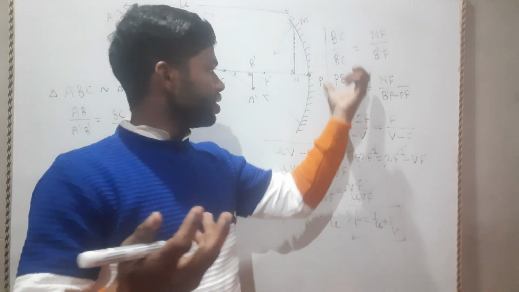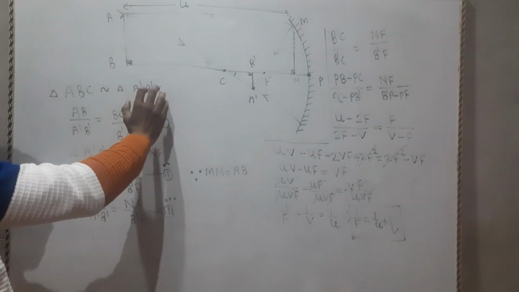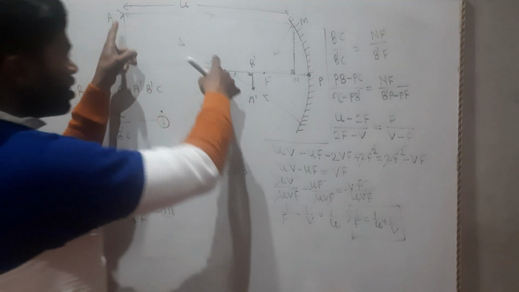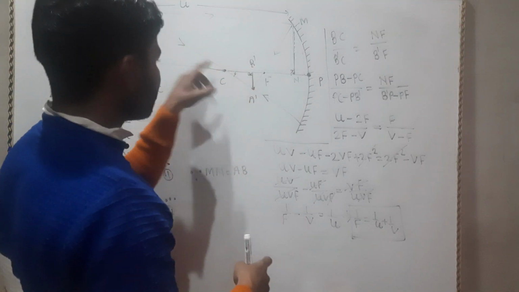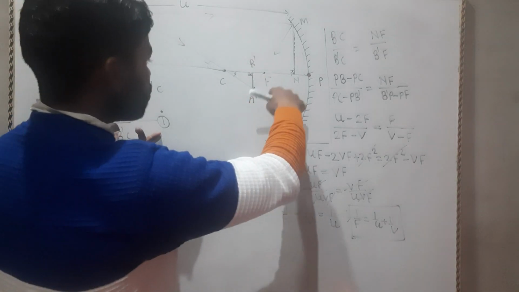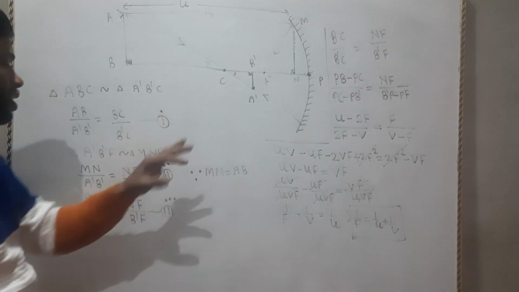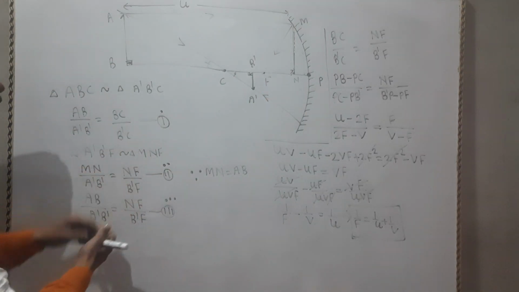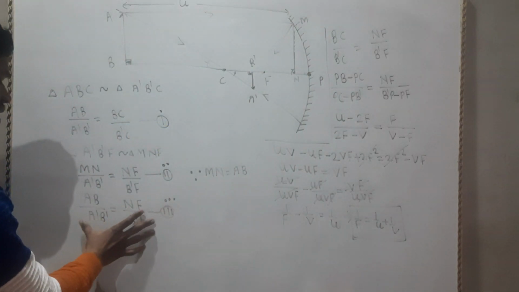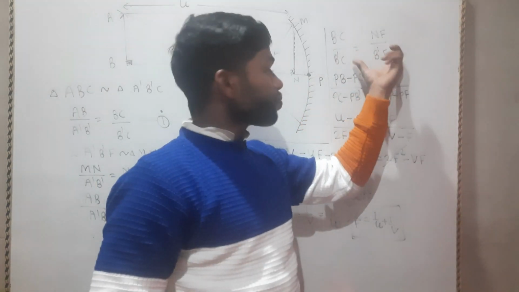Again, I am checking. Both triangles are similar, so you can take the ratio. Again, this triangle is similar to this triangle, so you can take the ratio, and then you will get equation first. Also this triangle is similar to this triangle, so you can take the ratio of both triangles, and MN is equal to AB, then you will get equation third. Then by first and third you will get this.